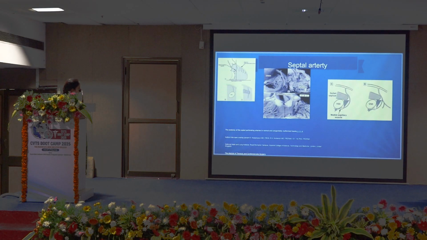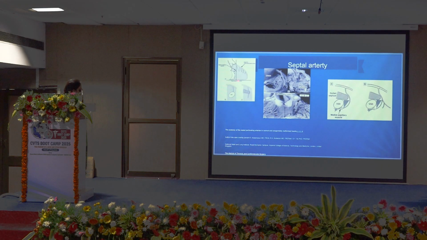This is just for knowledge's sake, I wanted to tell you about the septal artery hematoma. Just because septal artery hematoma occurred in that case, I wanted to focus on the septal artery anatomy also. And this article is from the Royal Brompton Campus, London.